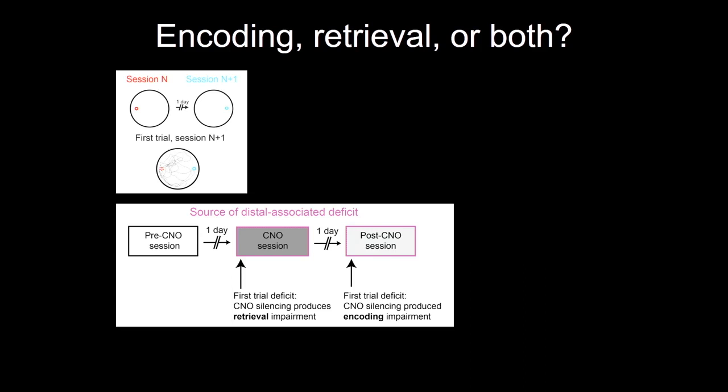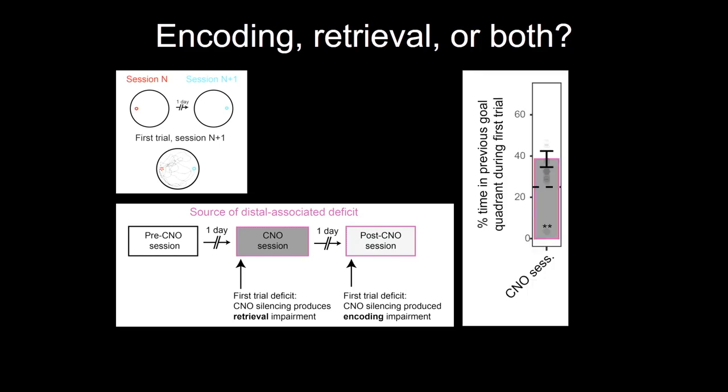Alternatively, if you see a deficit on the day after we administer CNO, this is an encoding impairment. The animal did not encode where the new location of the platform was. When we searched for evidence of a retrieval deficit, we didn't find it. Animals could recall the previous day's platform just fine on the day where they received CNO.